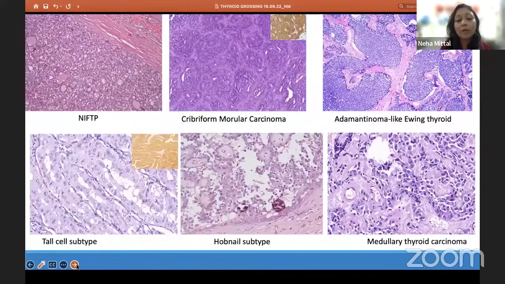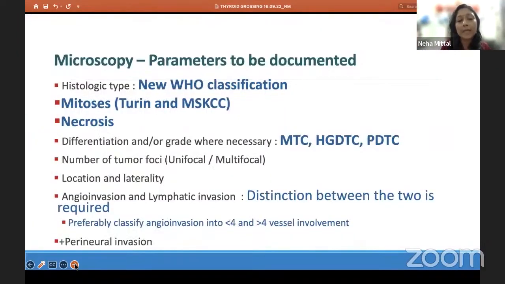So all of these, presence of tall cell subtype, especially in a patient who has been subjected to hemithyroidectomy, if it was a 2 centimeter lesion, but this is a tall cell subtype, BRAF mutated, or a hobnail subtype, you have to inform the clinician that the patient has to undergo a completion thyroidectomy because of presence of high risk features in the final histopathology. And that is why there is importance of each of these histological subtypes as well.